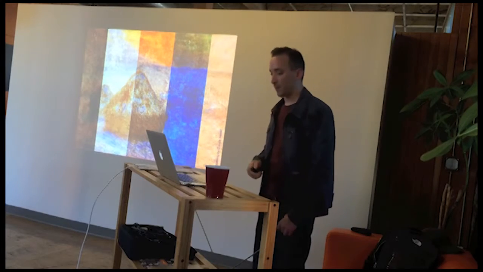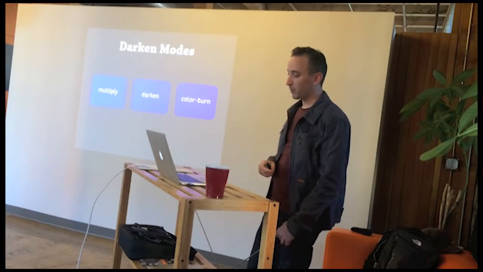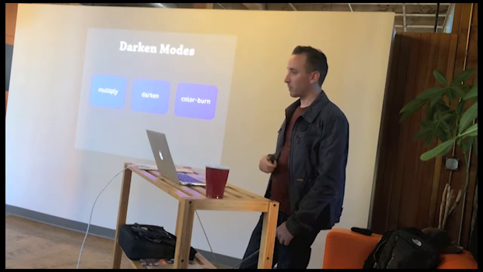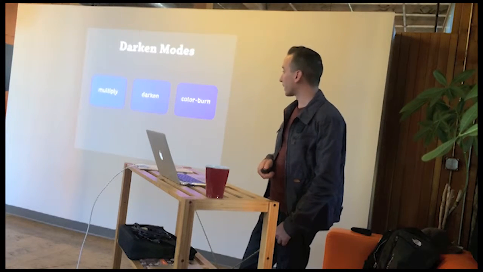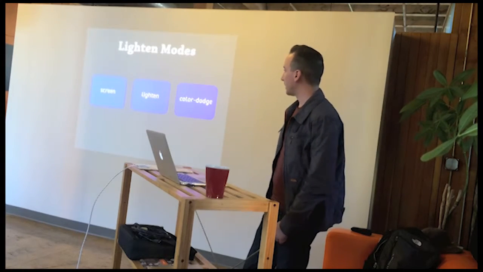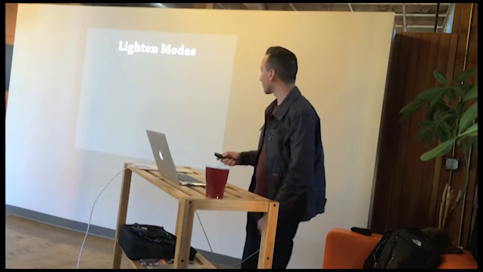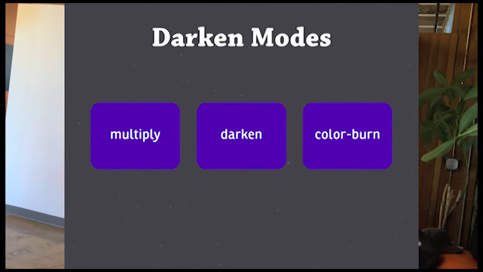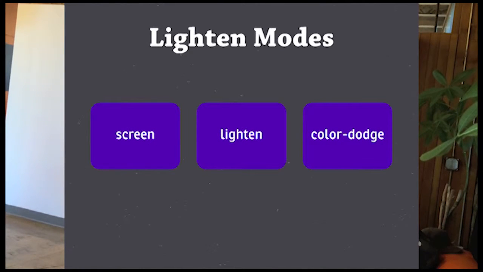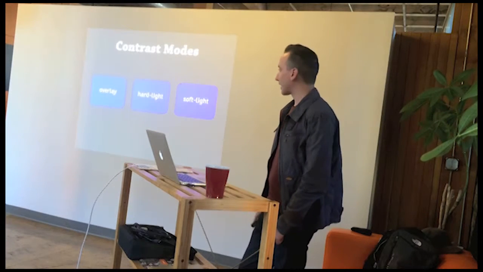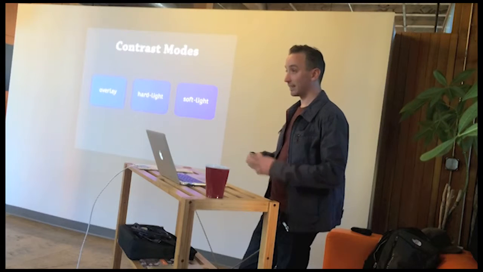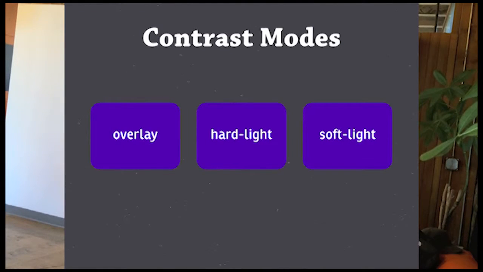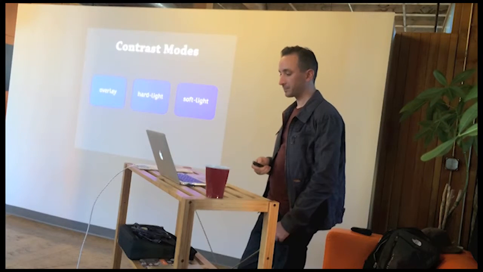So let's spend a little bit of time on this. Blending modes can be broken up into a few different groups. Darken modes are so named because they tend to create darker pixels. Lighten modes, as you can probably surmise. Let's go through those real quick. Darken modes: multiply, darken, and color burn. Lighten modes will tend to lighten pixels. Those are screen, lighten, and color dodge. Contrast modes will both lighten and darken and increase the contrast of an image, depending on the color values of the overlapping layers.